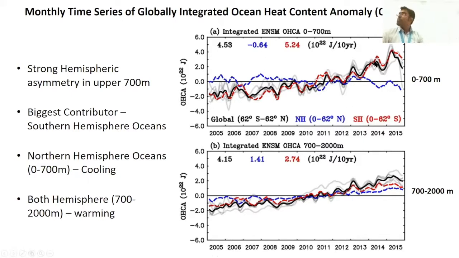So we can see that there is a very strong hemispheric asymmetry between the southern hemisphere and the northern hemisphere, which is present in the upper 700 meters. Whereas in the 700 to 2000 meters, the asymmetry is still present, but it is not as strong as in the upper 700 meters. The southern hemisphere is still ahead, but the gap between the southern and northern hemispheres is not as wide as in the upper 700 meters.